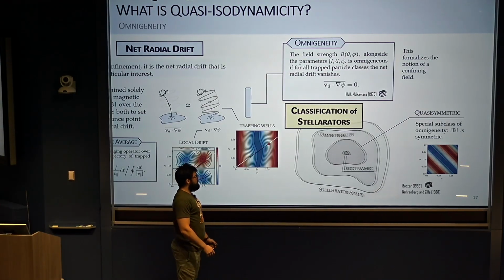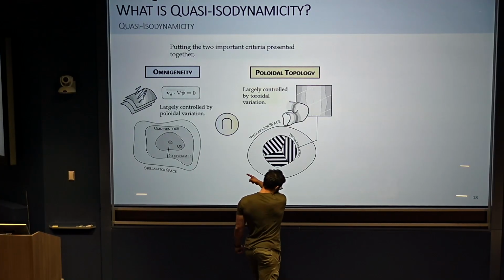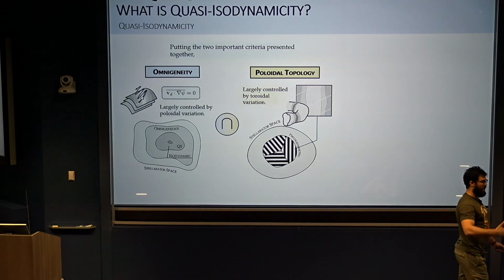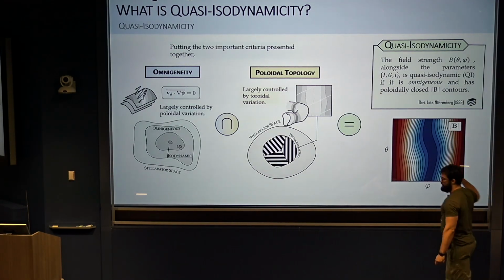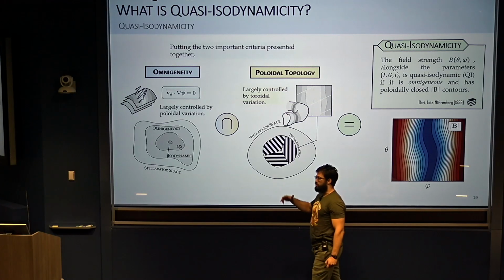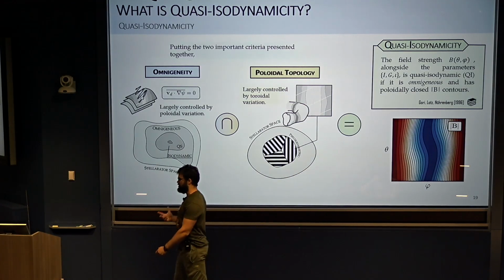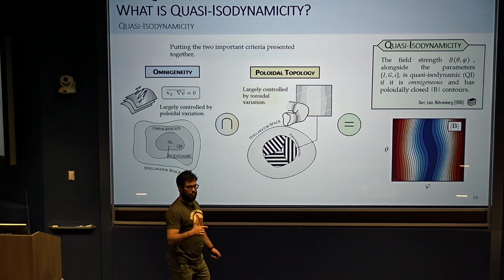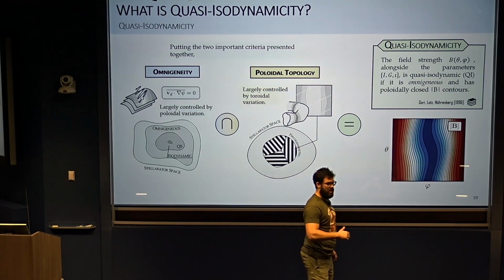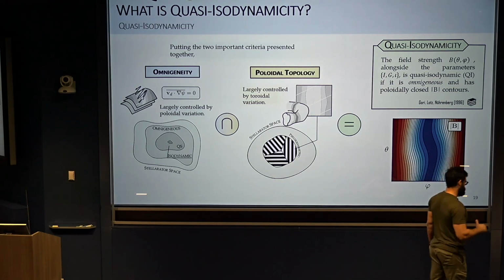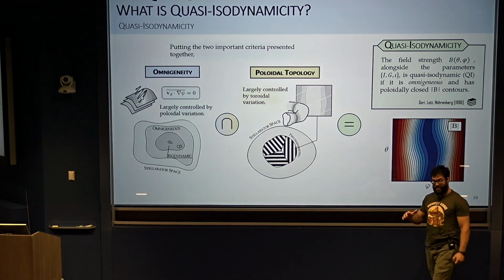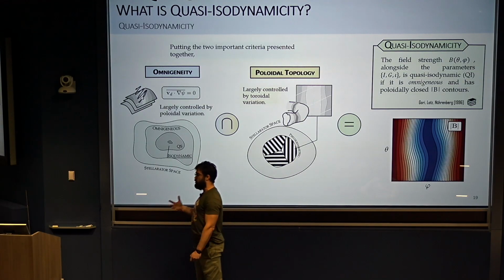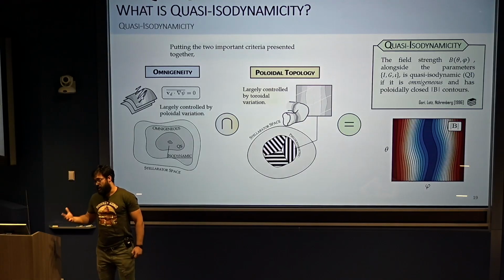All right, so now I have two ingredients. I have my homogeneity, and I have my poloidal topology. I put this together, and that's my QI. So the QI is nothing more than a function on a surface, my magnetic field on the surface, that is both homogeneous, and the contours of mod B form poloidally closed contours. That is what I refer to as QI, quasi-isodynamic stellarator.